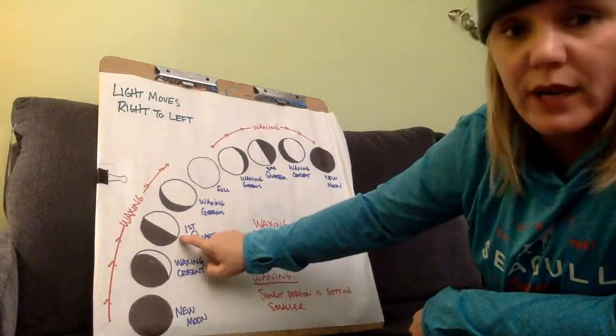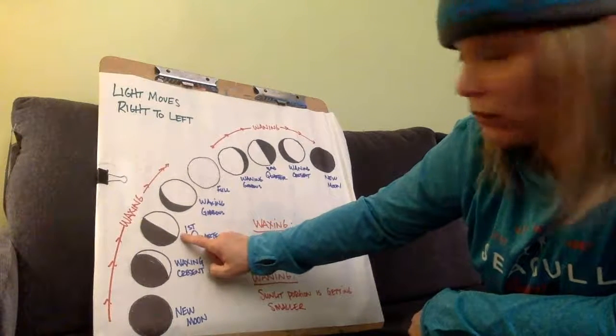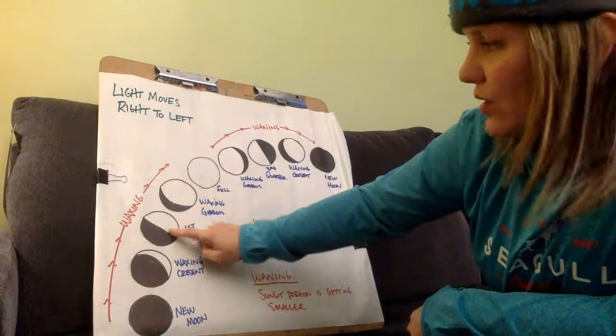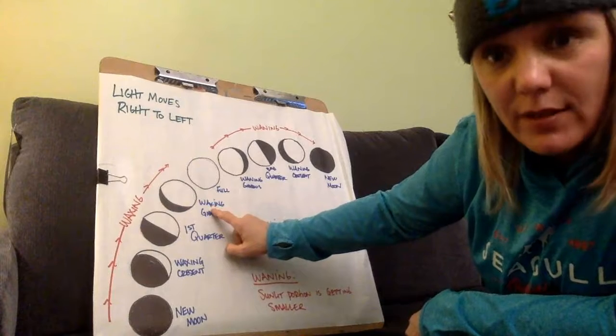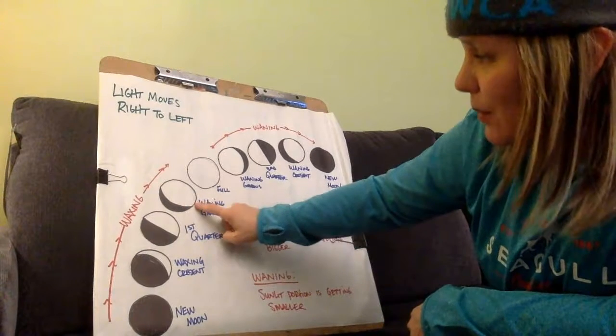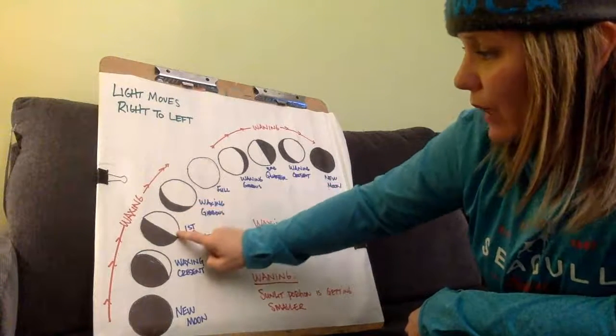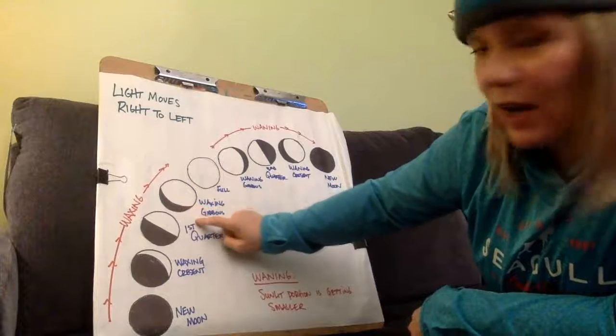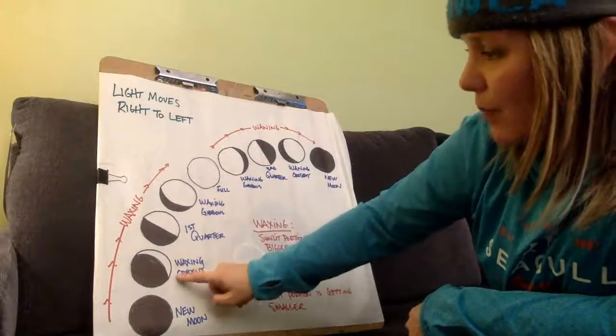Either of those terms is right, but not a half moon. Then we get to what's called a waxing gibbous. A waxing gibbous is greater than a quarter, but it's not quite full. So it's kind of the opposite of a crescent.